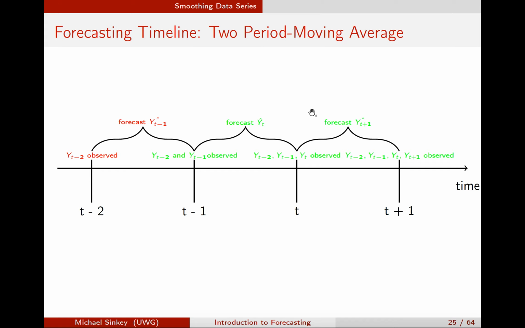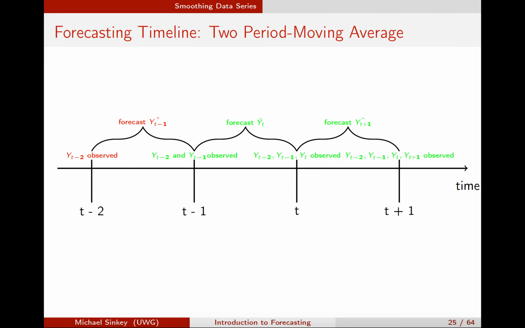Let's look at the forecasting timeline for a two-period moving average. This is in the ballpark of where we left off in the previous video. Take a look at time period t minus 2. Let's pretend that's the first time period that's observed. So we don't start collecting data until two periods prior to today. We observe yt minus 2.